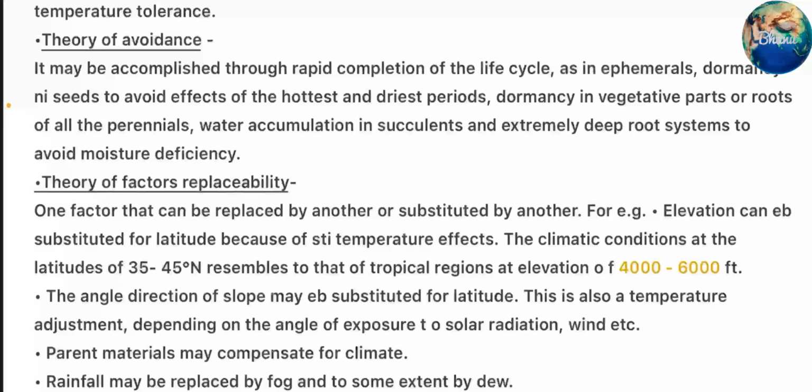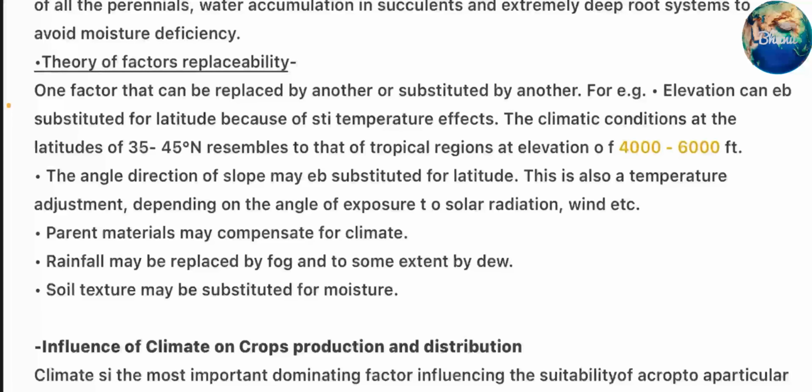Theory of factors replaceability. One factor can be replaced by another or substituted by another. For example, elevation can be substituted for latitude because of its temperature effects. The climatic conditions at the latitudes of 35 to 45 degrees resemble those of the tropical regions at the elevation of 4000 to 6000 feet. The angle of direction of slope may be substituted for latitude. This is also a temperature adjustment depending on the angle of exposure to solar radiation, wind, etc.